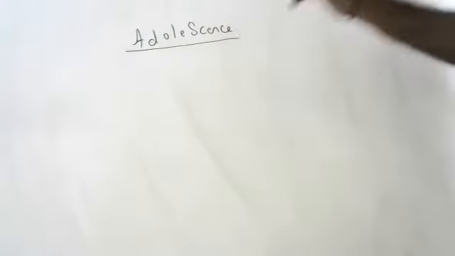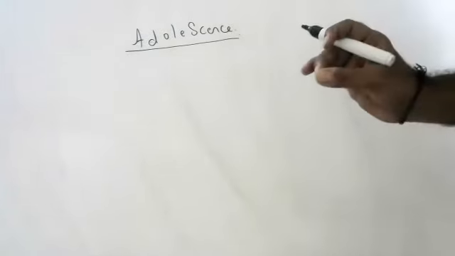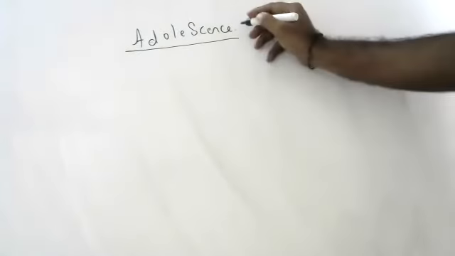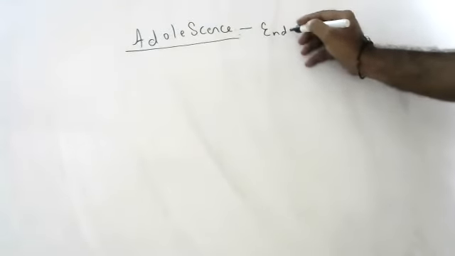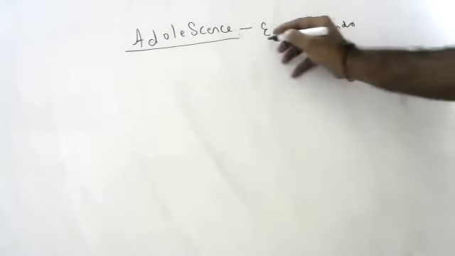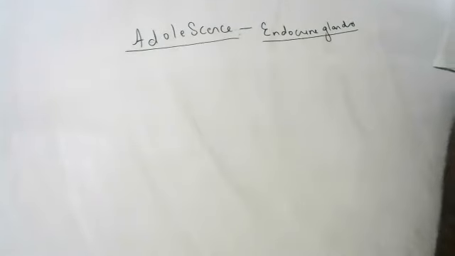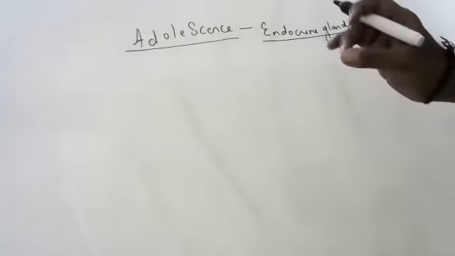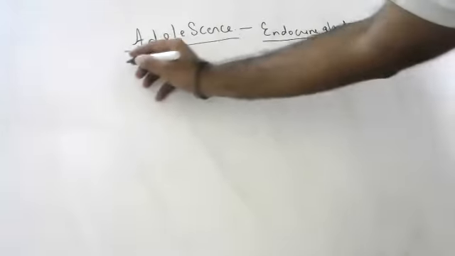Okay, children. Regarding adolescence, the first and most important thing we have to discuss is the endocrine glands. Please see here, children. I want to discuss something about the endocrine glands, and the remaining things I will tell you tomorrow. So today, in the first class, I want to discuss the endocrine glands, which are helpful in our adolescence.